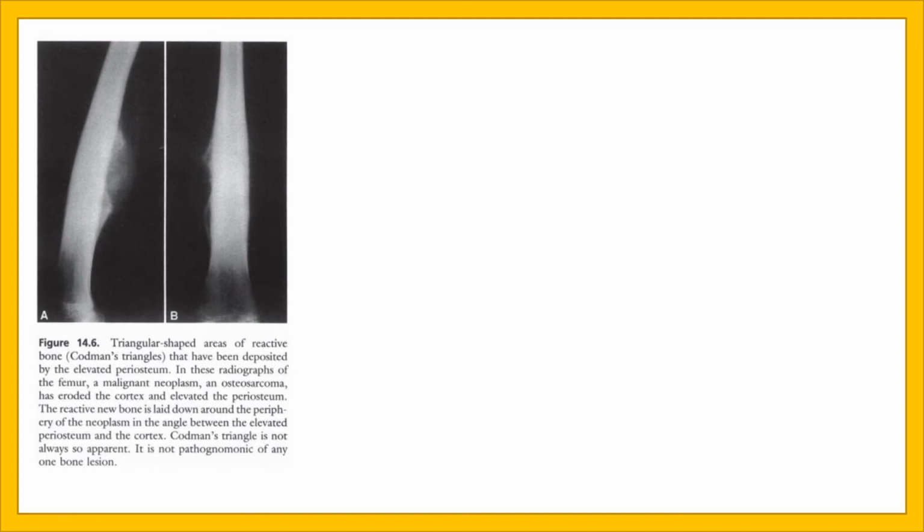The first picture shows triangular-shaped areas of reactive bone, or Codman's triangle, that have been deposited by the elevated periosteum. In these radiographs of the femur, a malignant neoplasm, an osteosarcoma, has eroded the cortex and elevated the periosteum. The reactive new bone is laid down around the periphery of the neoplasm in the angle between the elevated periosteum and the cortex. Codman's triangle is not always so apparent. It is not pathognomonic of any one bone lesion.